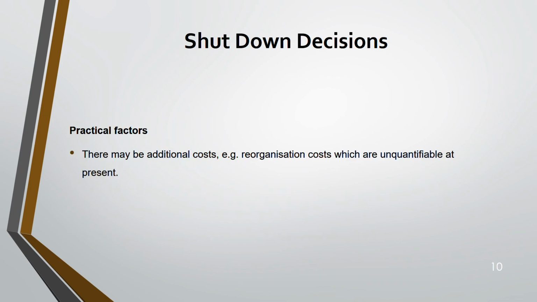Now, practical factors. When you shut down, there will be some additional cost, because of reorganization costs which are unquantifiable at present. When you decide to reorganize, some cost is there which you cannot quantify. That's why there is additional cost. Impact on customer. When you're shutting down, what is the impact on customers? Customers always want a wide portfolio, a range of products, even whether they buy or not. They should know that you have all the types of products that they want.